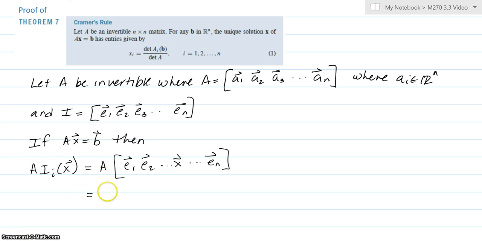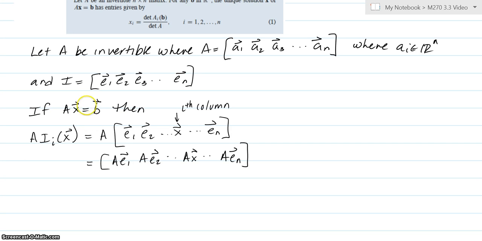And then, by definition of multiplication, this is just Ae1, Ae2, dot, dot, dot, Ax, and then Aen. And again, this is the ith column. And since Ax equals b, that's just going to be b. And Ae1 means we're going to take the matrix A and multiply it by the vector 1, 0, 0, 0. So that is going to end up being the same as a1.